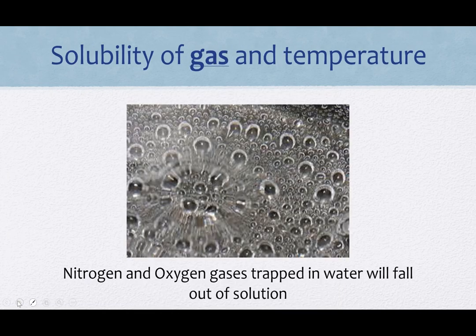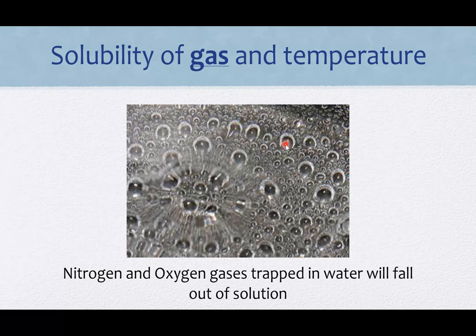Now let's talk about the solubility of a gas and temperature. So I want you guys to all picture boiling a pot of water. So you put a pot of water on the stove, you turn it on, and it starts to heat up. Before you get that rolling boil, like the actual boiling, what you'll see is little bubbles start to form on the bottom of that pan. They look kind of something like this.